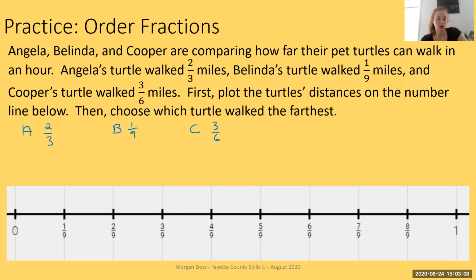So next, let's look at the number line. We're shown the space here between 0 and 1. So 0 is where they all start, right? 0 is where the race starts. And we're talking about fractions of a mile. So 1 would represent 1 whole mile. So this number line is talking about miles.